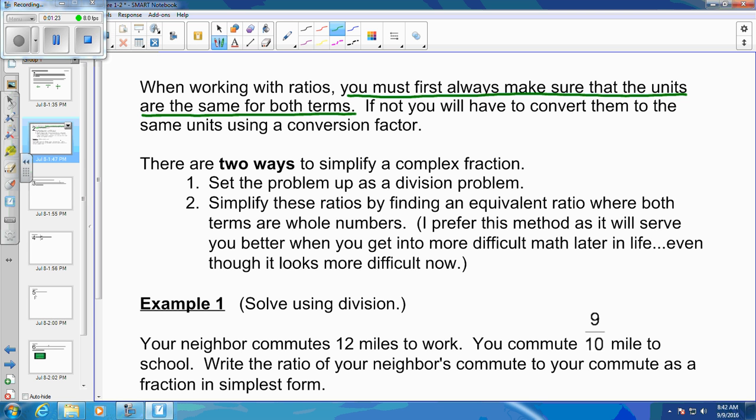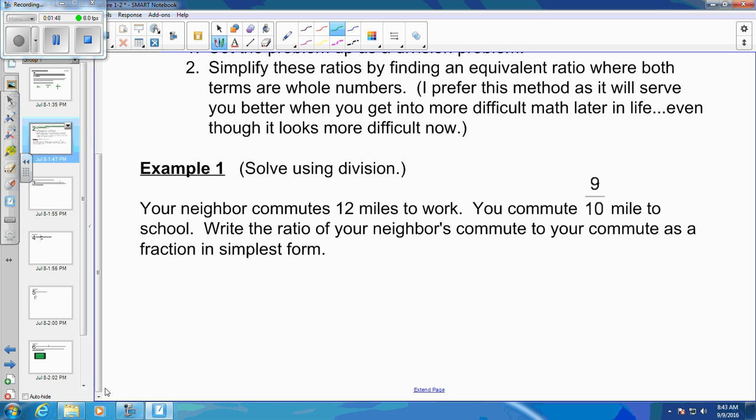Now, there are two ways to simplify a fraction. Set up the problem as a division problem, which will seem easy to you guys and girls. And the second is to simplify the ratios by finding an equivalent ratio where both terms are whole numbers. Now, I prefer this method as it's going to serve you better in the long haul. It looks difficult now, but it will be better later on in life for you guys.